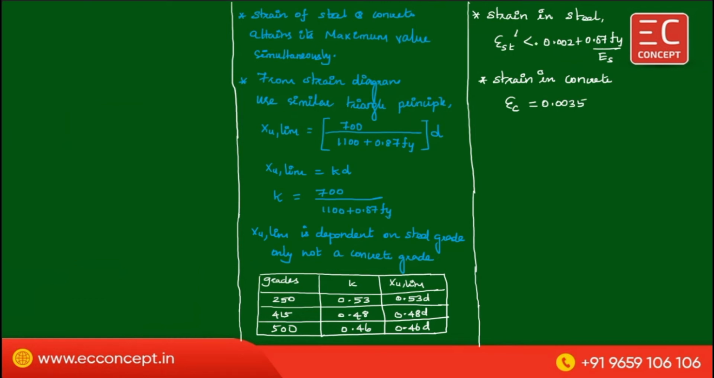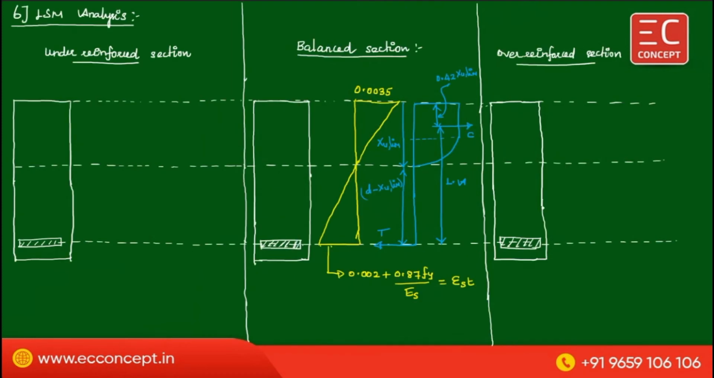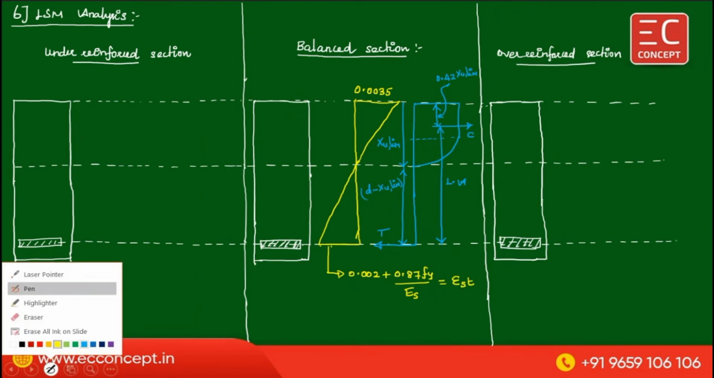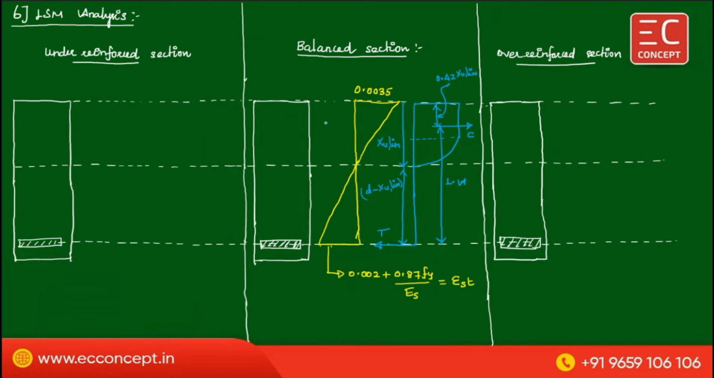But strain in steel will not attain the full value, because in the over reinforced section, the amount of reinforcement here is more. Okay. Therefore, first of all, you have to draw the strain diagram in the balance section. Okay, so here this is the area of this compressive zone. Okay, that also I need to mark. This is the area of the compressive zone.